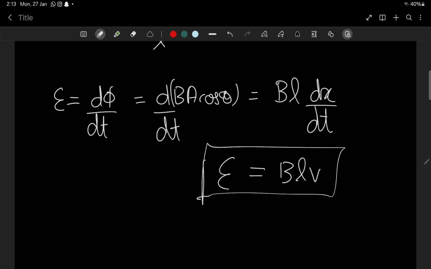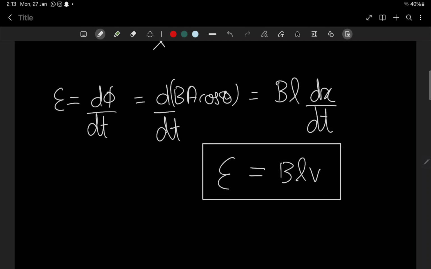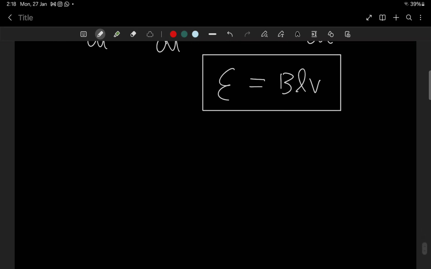BLV. This is the derivation for that. So therefore we got EMF as BLV. Next we have self-inductance, self-induction.